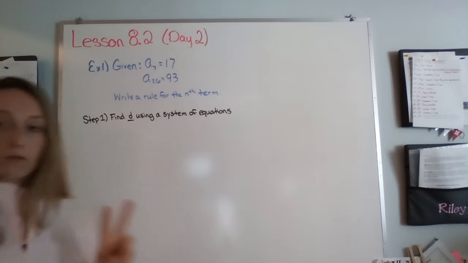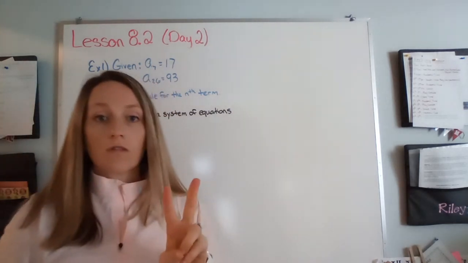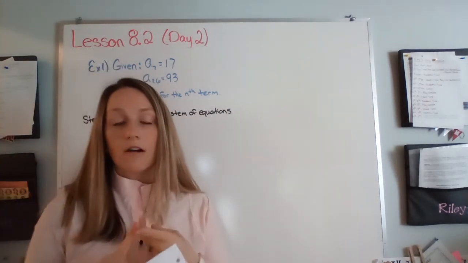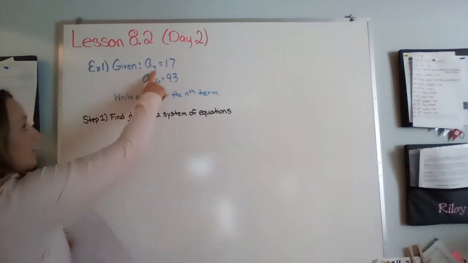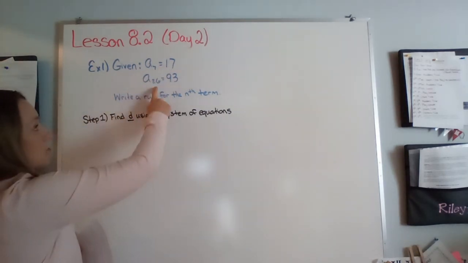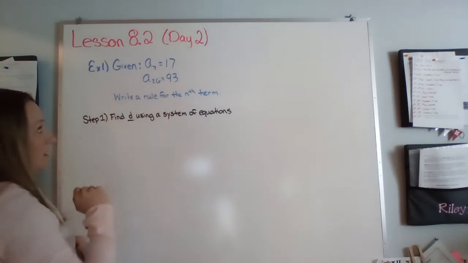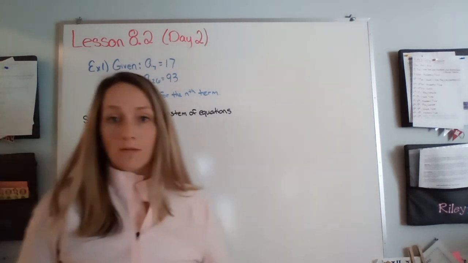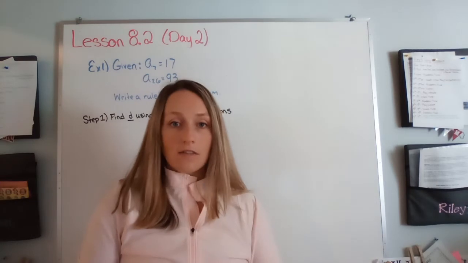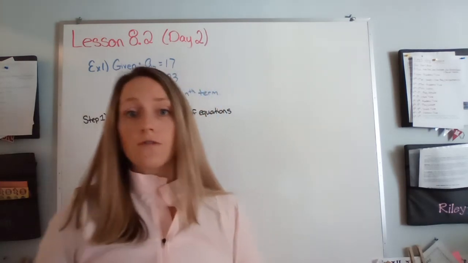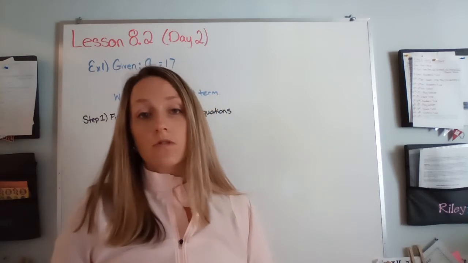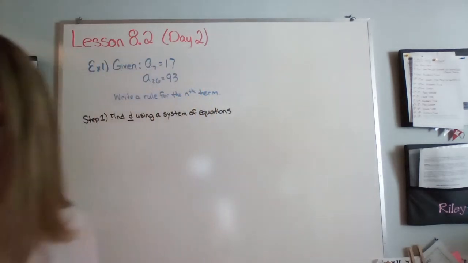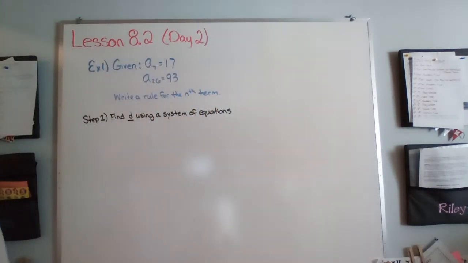Remember, the 2 pieces of information you need in order to write the rule are the common difference, the d value, and the first term of the sequence. I know that the 7th term is 17 and the 26th term is 93. I need to figure out the common difference and the first term. So the first step is to come up with a system of equations that can be used to find the common difference.